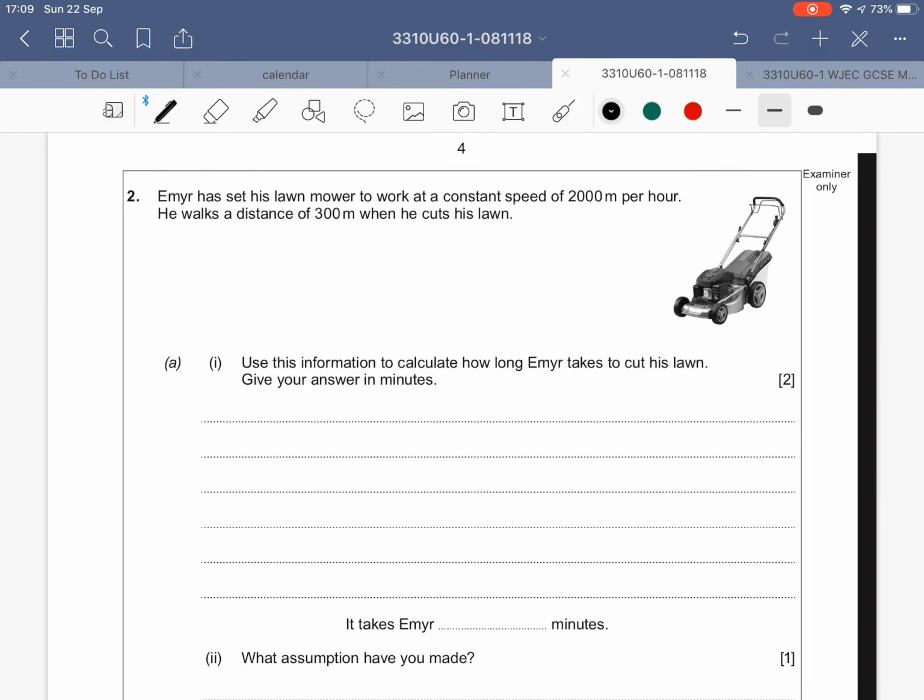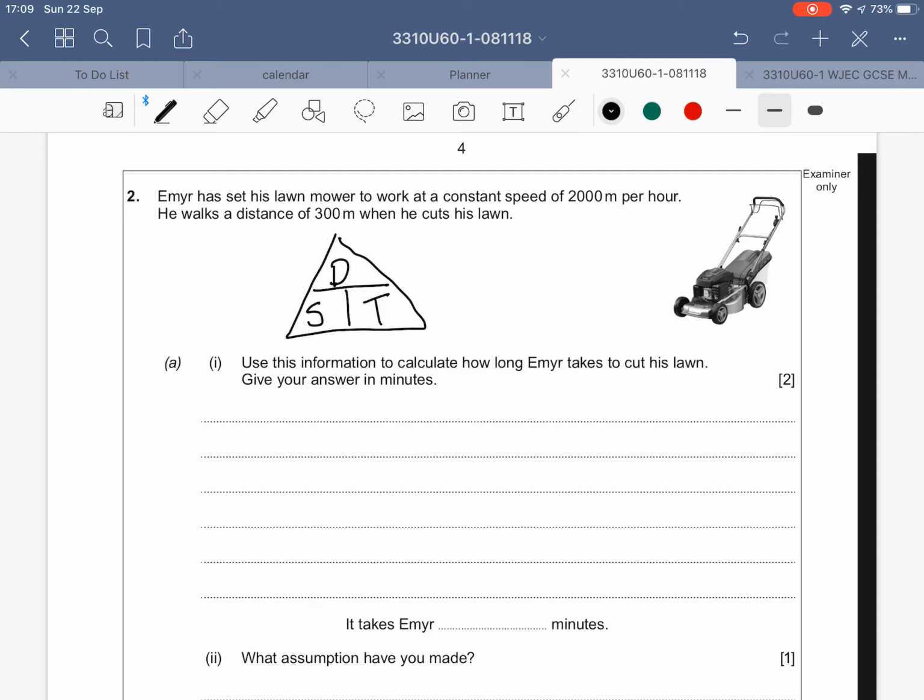Question 2. Amir has set his lawnmower to work at a constant speed of 2,000 meters per hour. He mows a distance of 300 meters when he cuts his lawn. Use this information to calculate how long it takes him. So we've got speed, we've got distance, and we've got time. So we're going to need our speed, distance, time triangle. So speed is distance over time. And we are working out time.